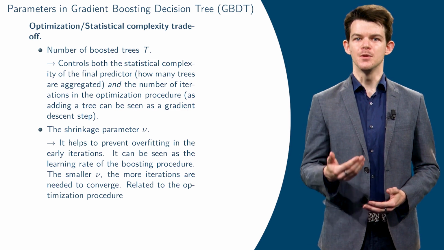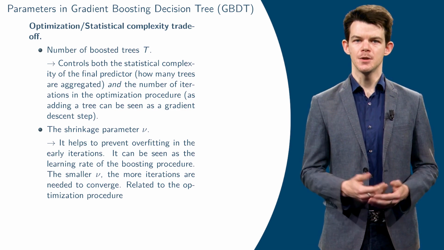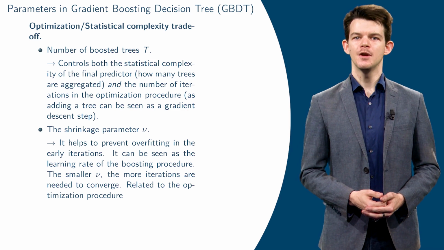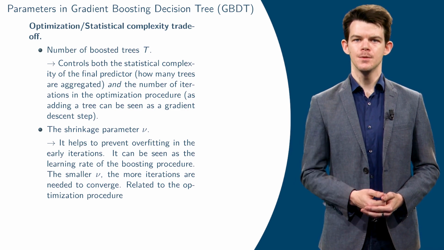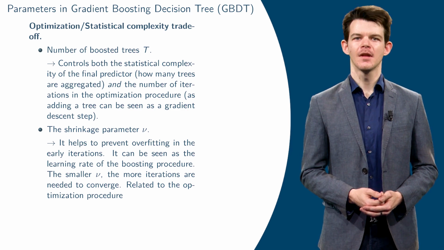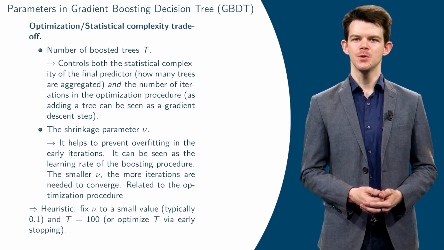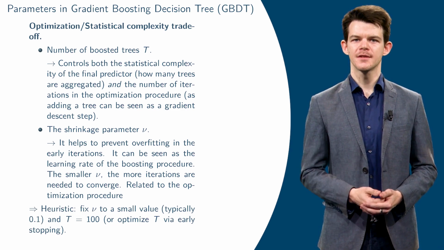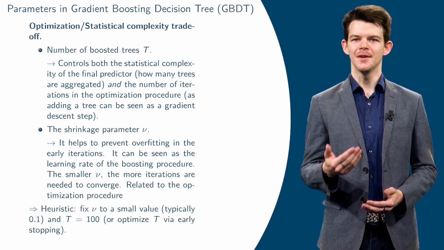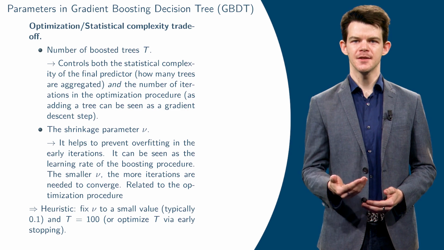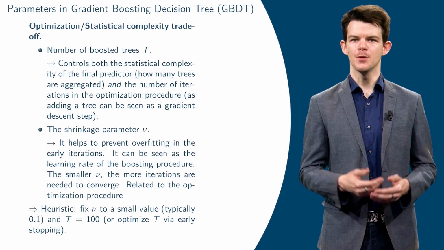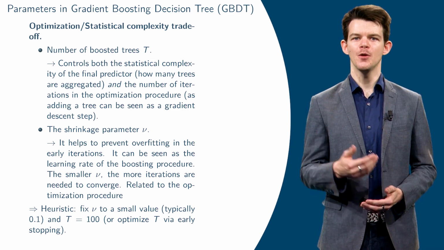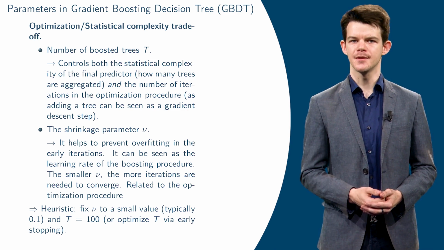The smaller this parameter nu is, the more iterations are needed to converge. By choosing a high value of T and a low value for the parameter nu, we can thus obtain a correctly optimized complex predictor. A classical practice is to set nu to a low value, typically 0.1. The number of trees T may be fixed to 100, for example, or optimized by early stopping, i.e. by splitting the dataset into a training set and a validation set, and by stopping the iterations when the performance of the aggregated predictor on the validation set starts to decrease.